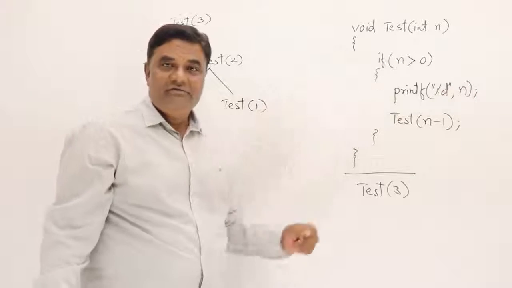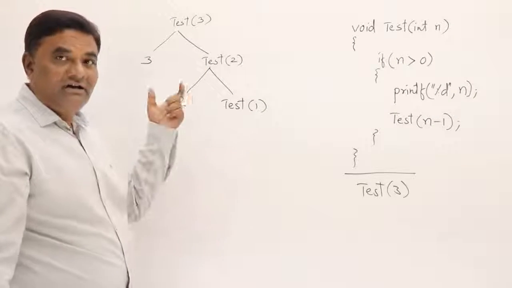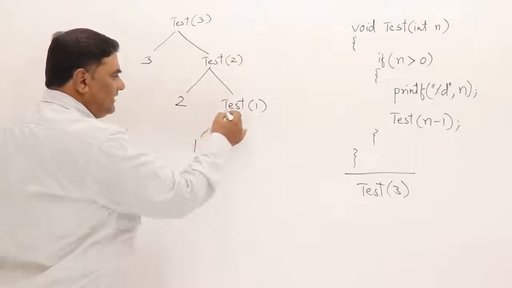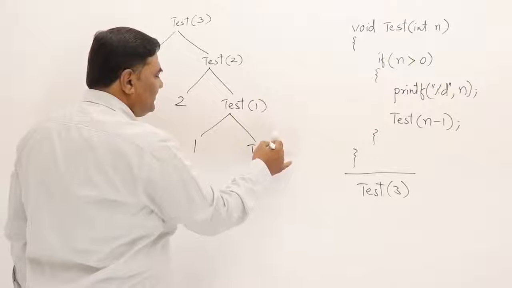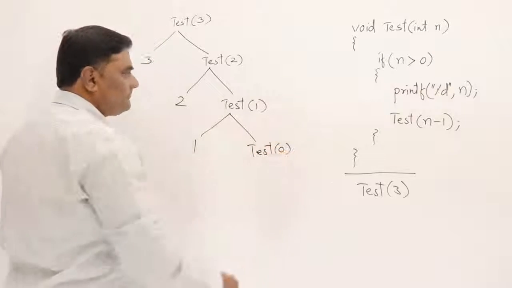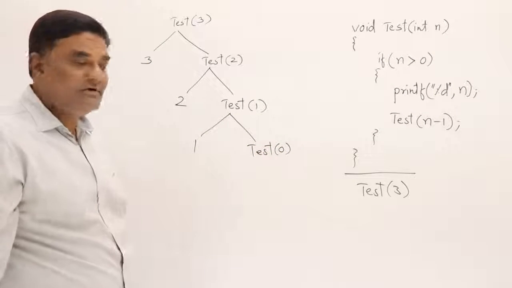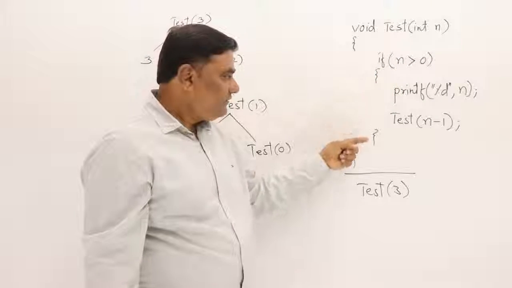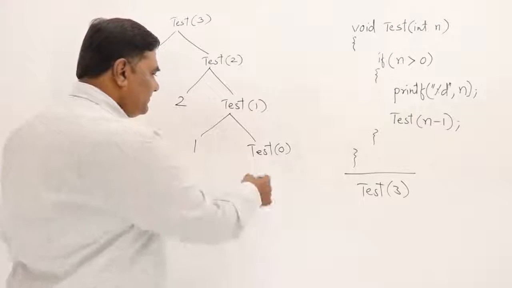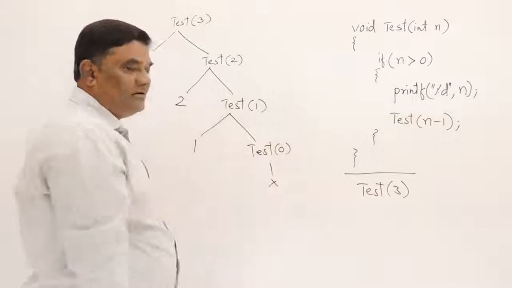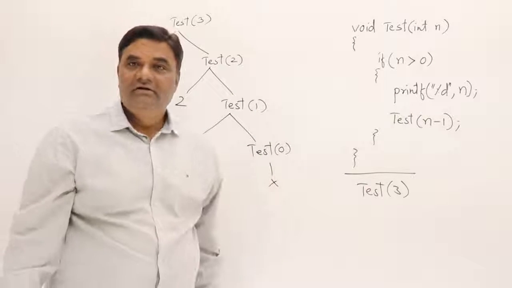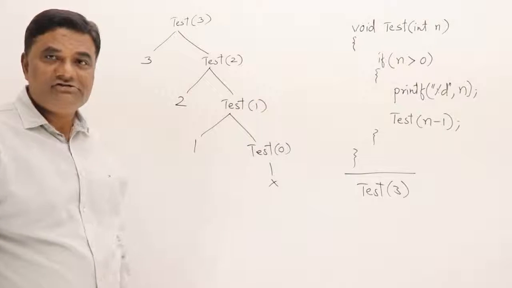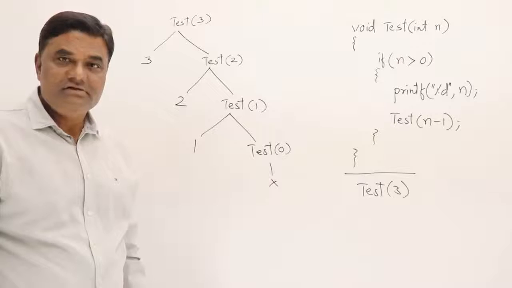1 is greater than 0, so it's a recursive call. Again for this one, as it is greater than 0, it will print 1 and call itself for test 0. Now when it is 0, 0 is not greater than 0, so it will not call itself and it will stop. It doesn't go further. So this is the tracing tree for this recursive function.